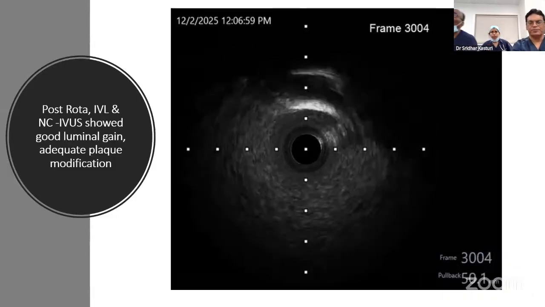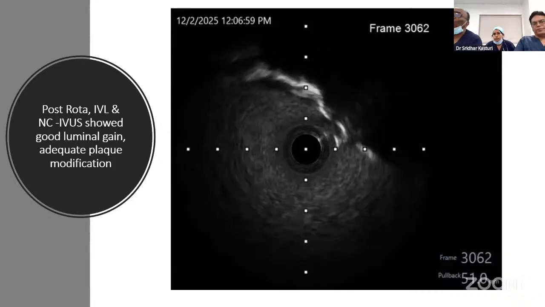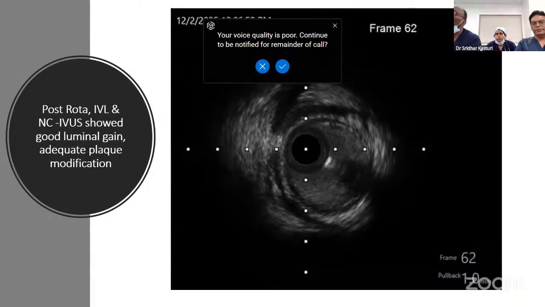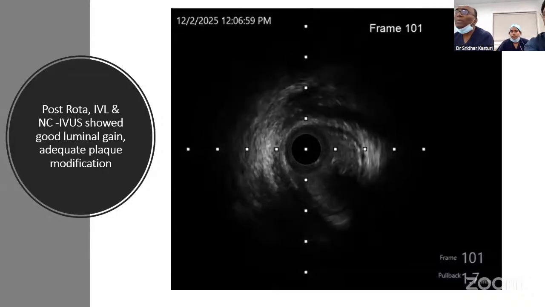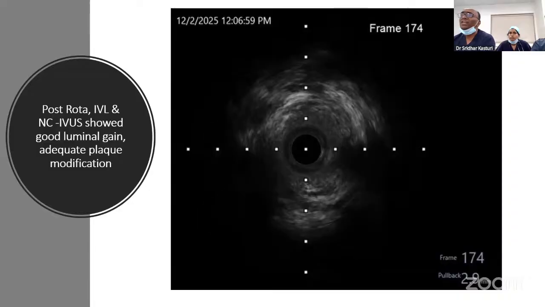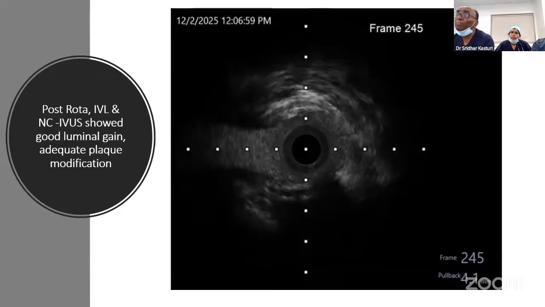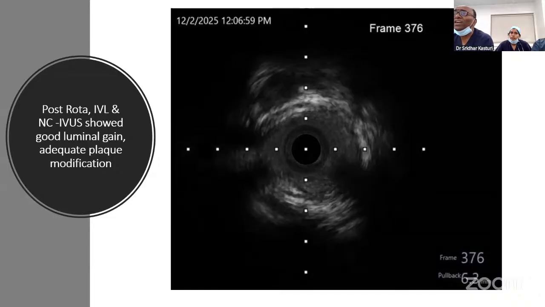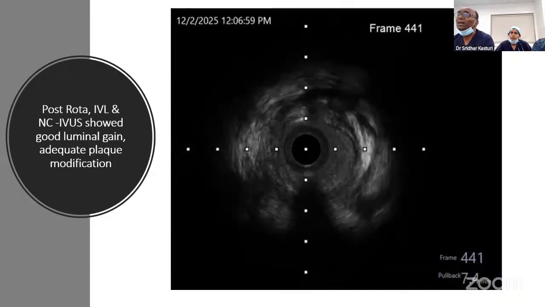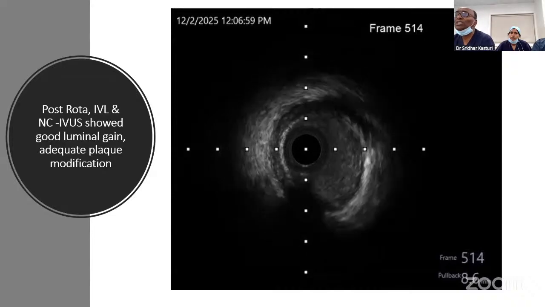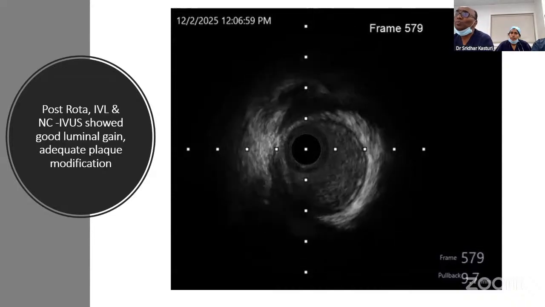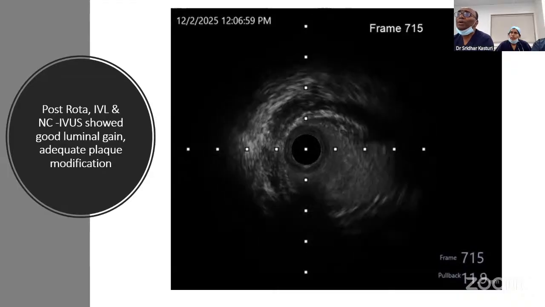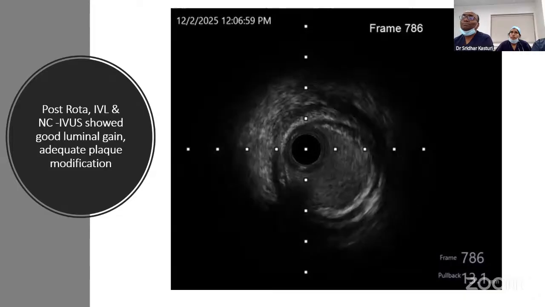Sir, you can come. For identification of calcium, which is better, IVUS or OCT? IVUS is better because it can identify the deep calcium also, whereas with OCT we cannot identify the deep calcium. With OCT we can identify the depth of the calcium, which is not seen with IVUS. So IVUS is definitely a better imaging modality when compared for assessing calcium.